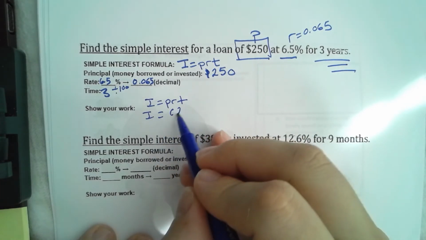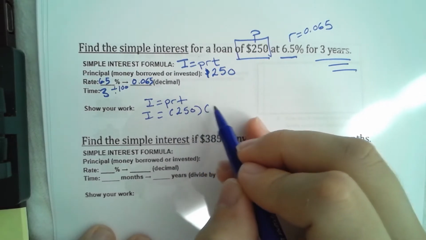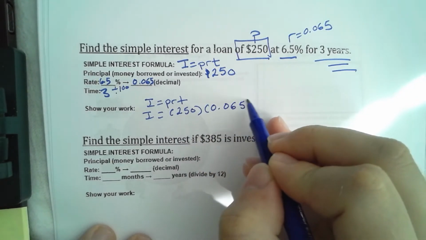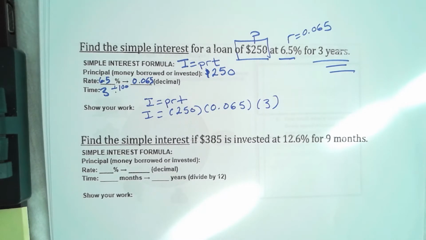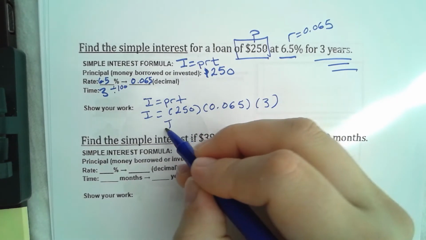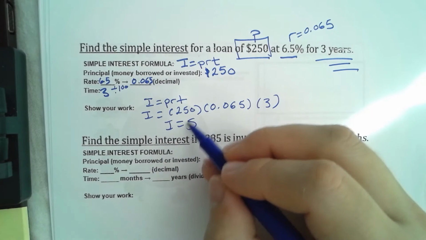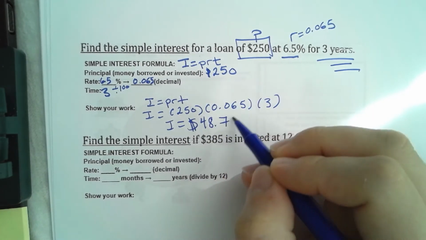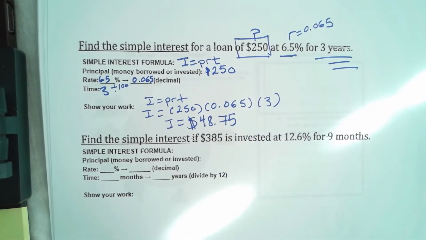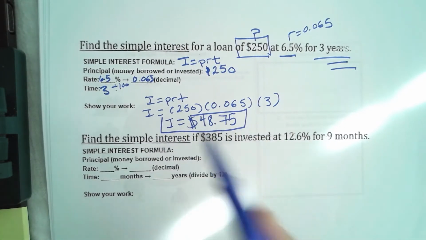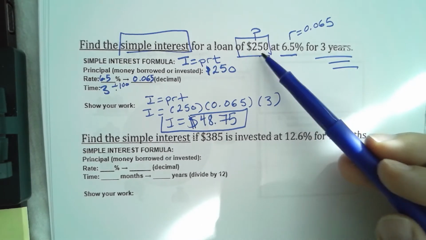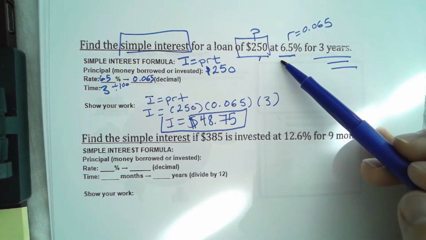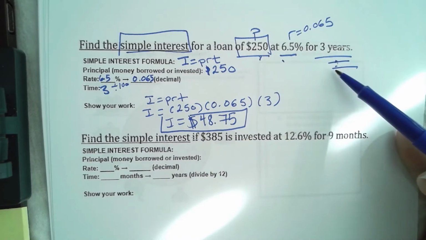So when we finish, we just do I equals PRT. I equals 250 times 0.065 times 3. Let me multiply this real quick. My simple interest is going to be $48.75. That is the answer. That is how much simple interest I have to pay for this loan of $250 at 6.5% interest rate for 3 years.